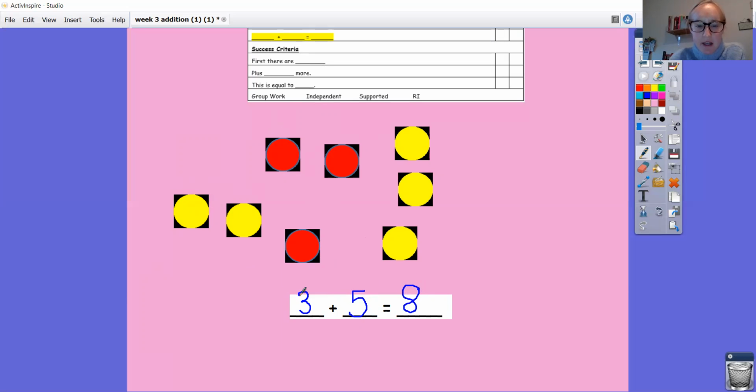Can you say that with me? So 3 red counters plus 5 yellow counters is equal to 8. Well done if you got that.